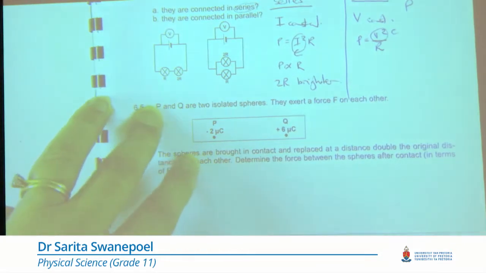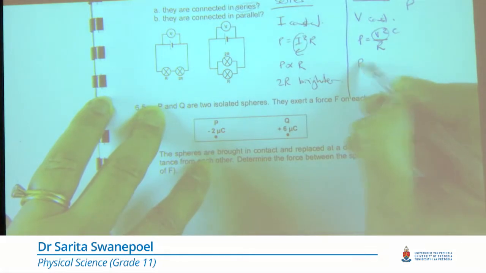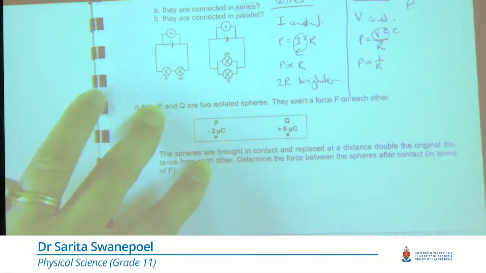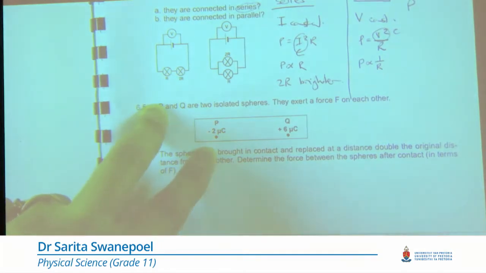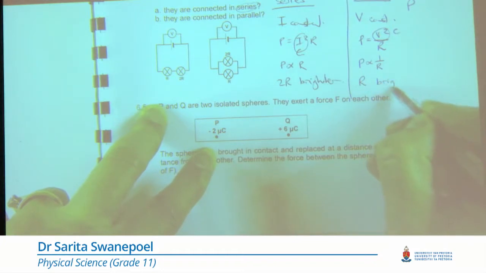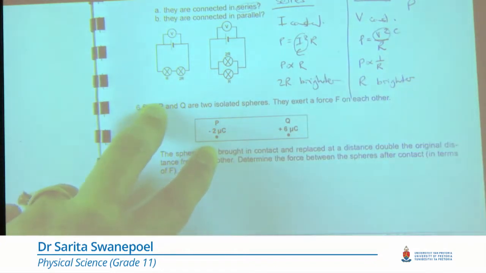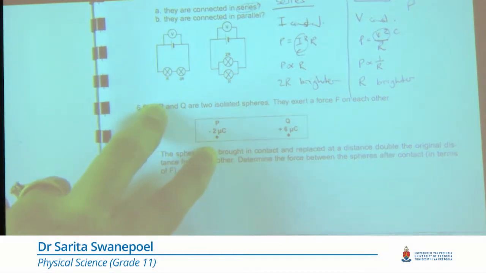If they are in parallel, what's the relationship between P and R? Inversely proportional. Right, inversely proportional. So which one will be glowing brighter? Now R will be brighter. Smaller resistance, bigger power, more energy per second, more light, brighter.